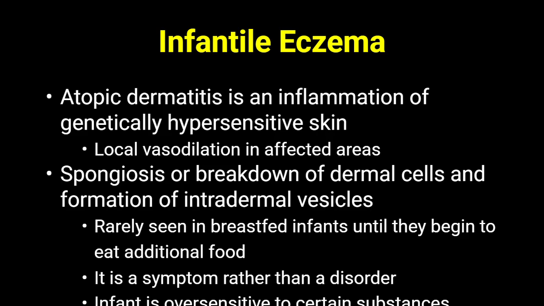This creates tiny vesicles that may ooze, crust over, and eventually become dry and scaly. The slide mentions that eczema is rare in exclusively breastfed infants until additional foods are introduced. While breastfeeding may delay or reduce eczema in some infants, genetics remain the strongest risk factor. Eczema often occurs in children with a family history of asthma, allergies, or eczema, sometimes called the atopic triad.